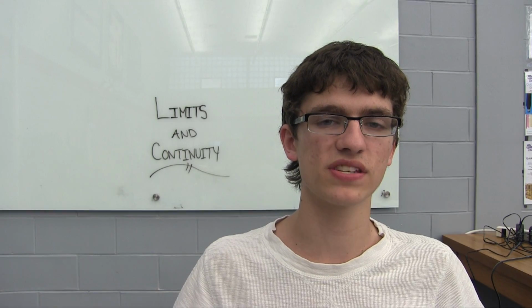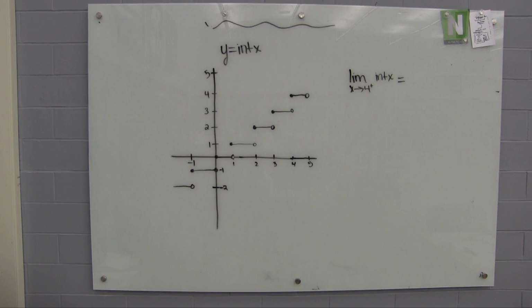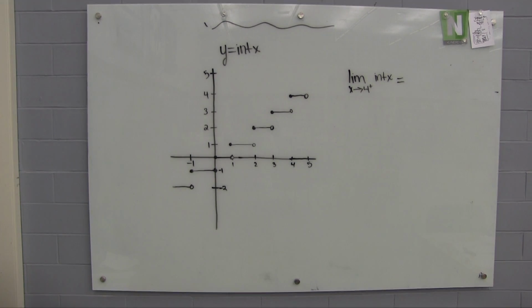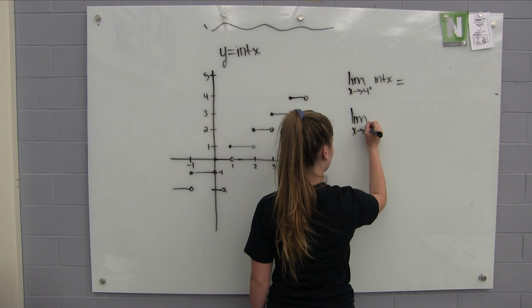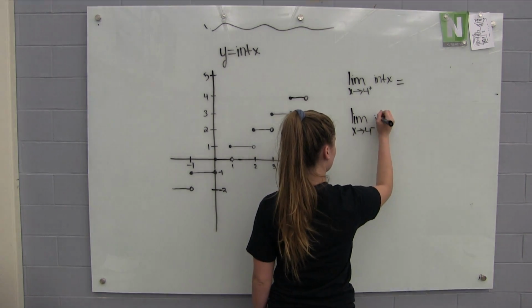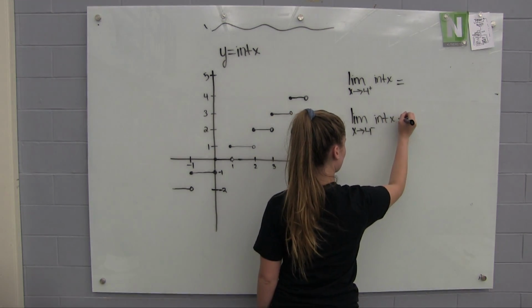So for example, let's take a look at the following problem. The limit as x approaches 4 from the right side of the greatest integer value function equals blank. Let's also look at the following problem. The limit as x approaches 4 from the left side of the greatest integer function equals what?